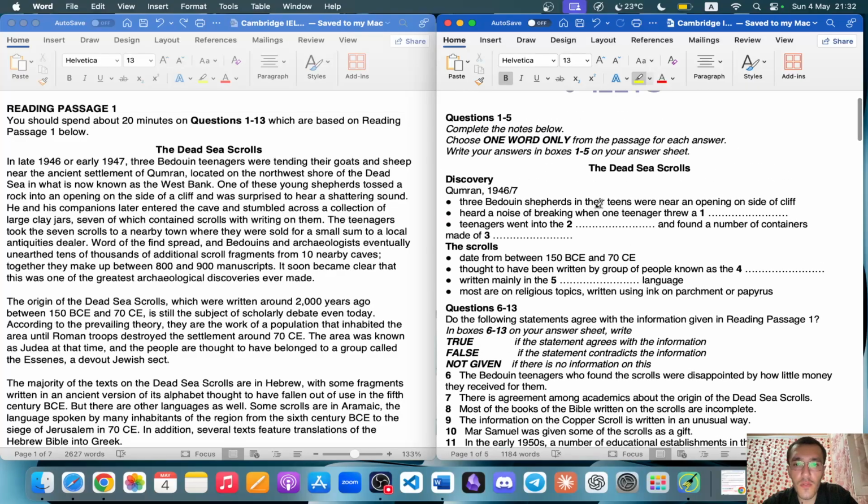If you pay attention, you have the "complete the notes below" question. This is a notes completion question. Notes completion questions come in order, so you don't have to spend a lot of time. You just find these keywords and navigate with them.